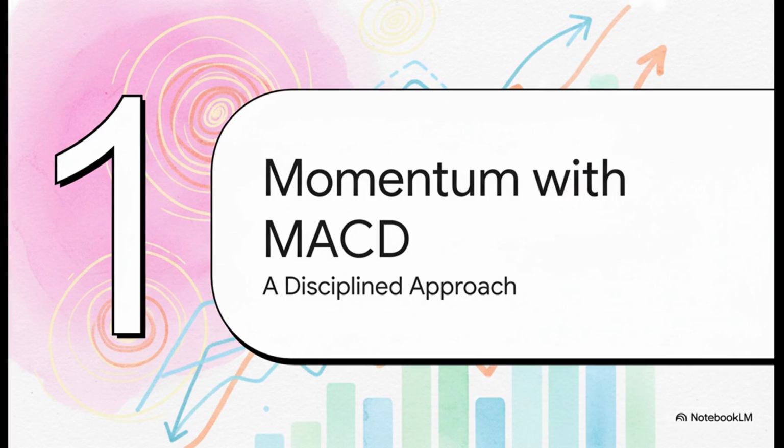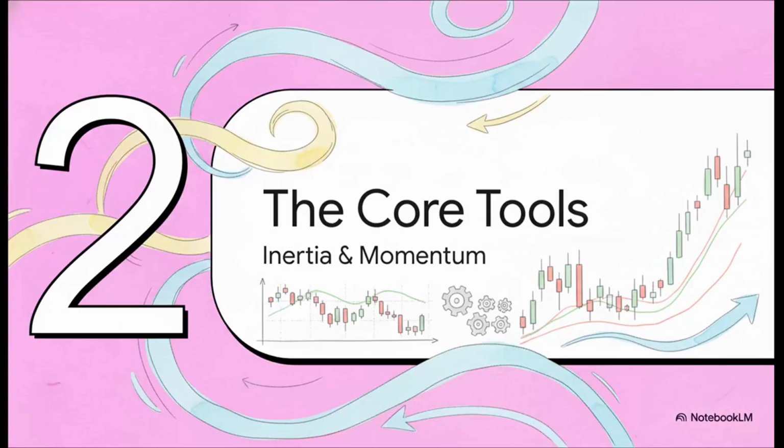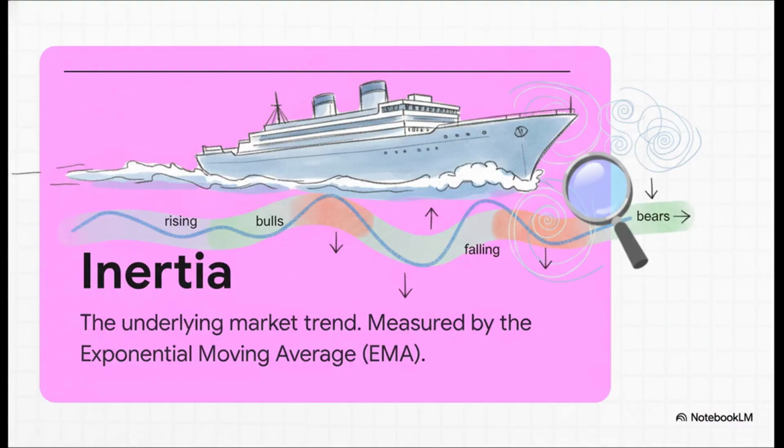The Moving Average Convergence Divergence, or MACD, is an amazing indicator that helps us measure shifts in a trend's strength and direction, giving us those crucial signals for making smart decisions. Okay, so this whole system really boils down to two key ideas, inertia and momentum. And understanding how these two work together, well, that's the key to unlocking a whole new way of seeing the market. First up, we've got inertia.